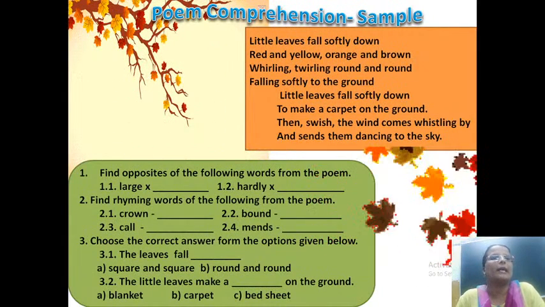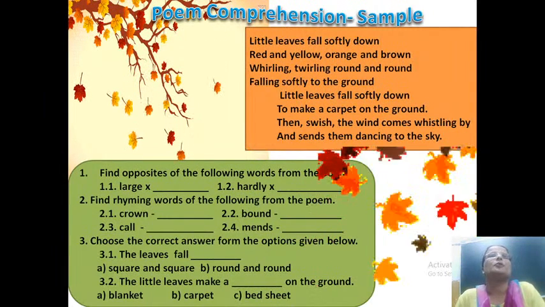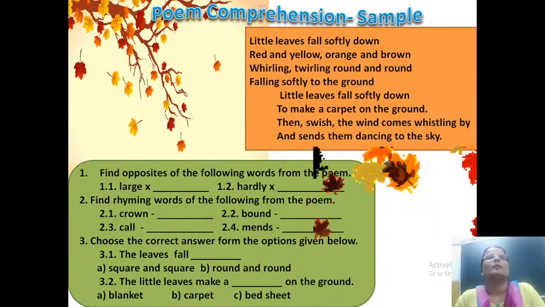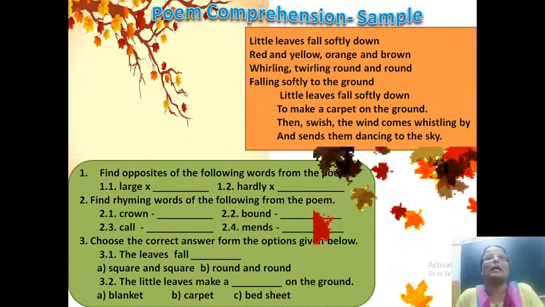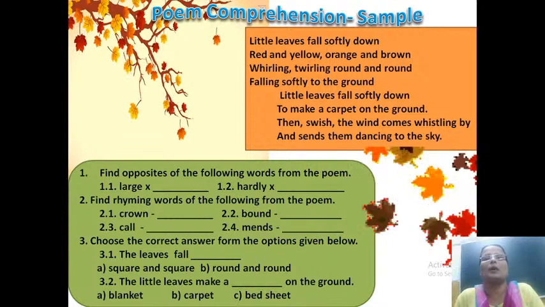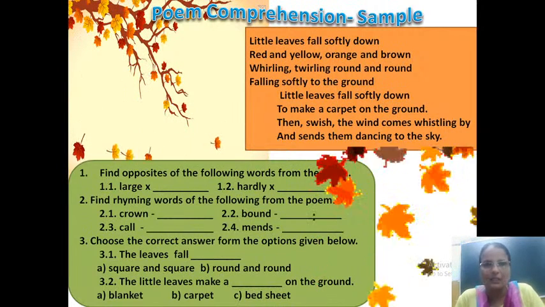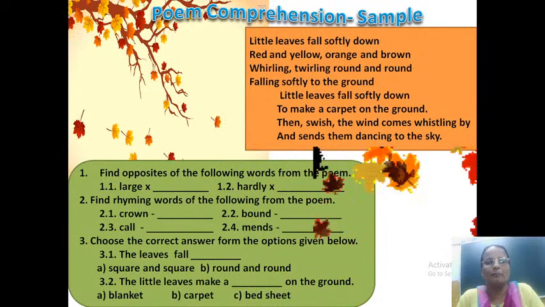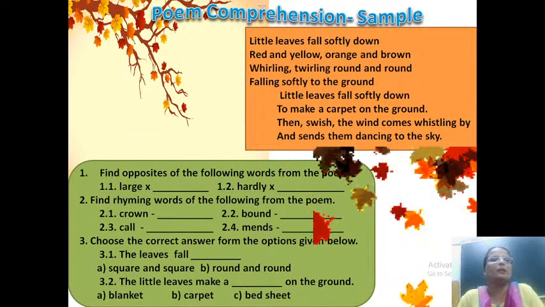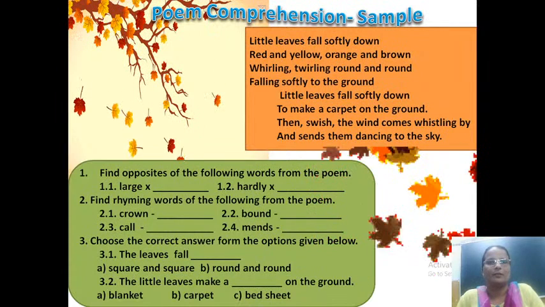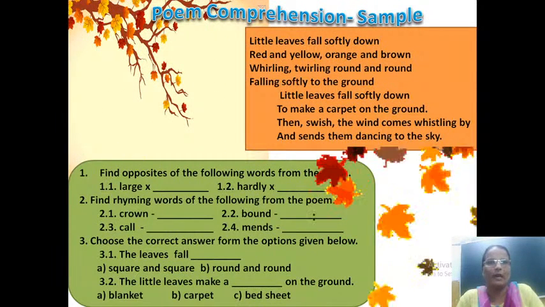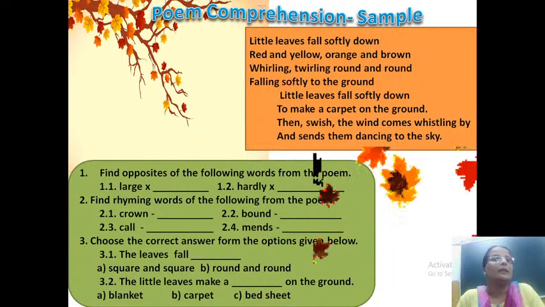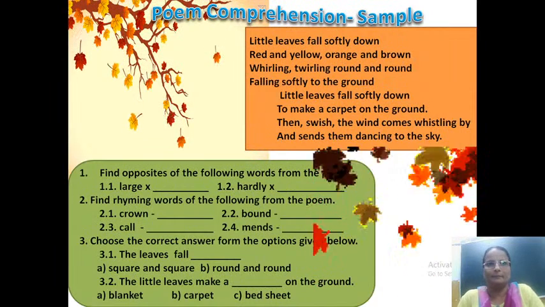Now, let's check the third question. Choose the correct answer from the option given below. First question is, the leaves fall dash, square and square, round and round. A is correct or B? You type A or B only. Don't type the answer in full. If option A is correct, you type A. If B is correct, you just type B.